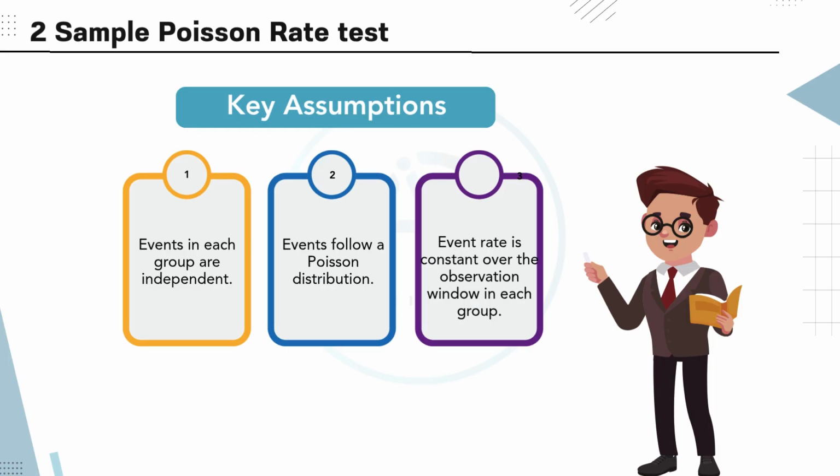3. Event rate is constant over the observation window in each group. The rate of events must be steady during the time or area observed in each group. If the rate changes too much over the period, the results may be misleading or invalid. These assumptions are important to ensure that the conclusions we draw are statistically sound. Before applying the test, encourage participants to check if these conditions are reasonably met in their data.